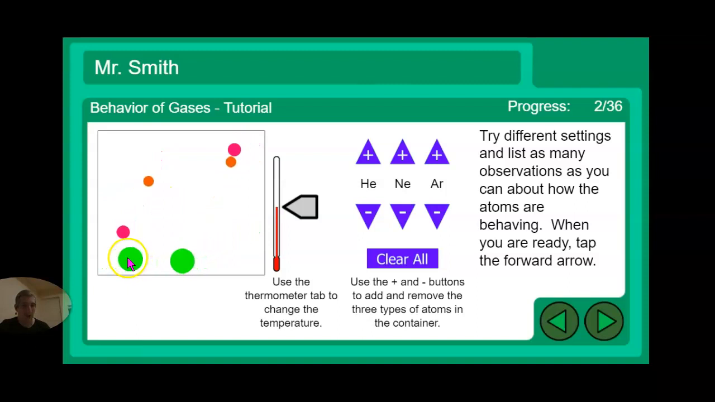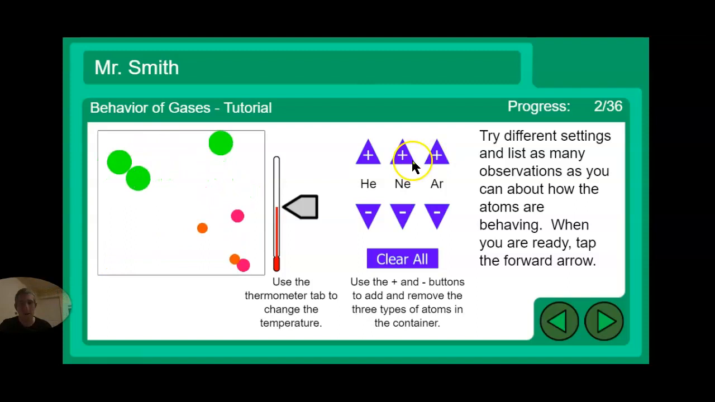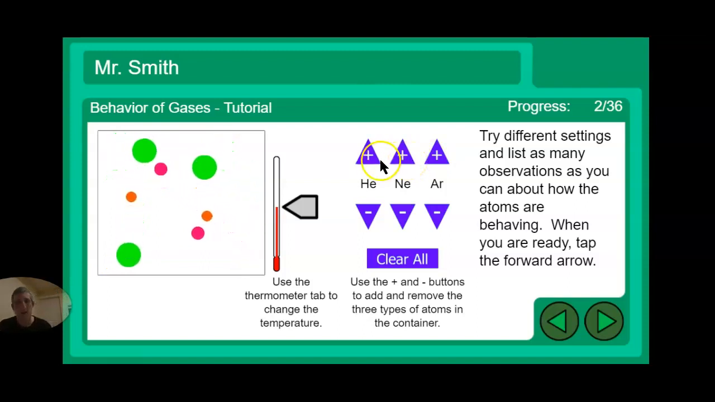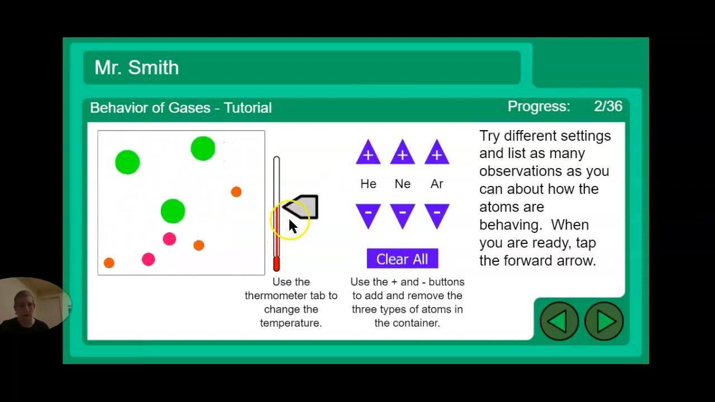The larger molecules are moving slower, and so the larger molecules, argon, just based on the periodic table. Argon has a molar mass, let me look it up, almost 40, neon almost 20, and helium 4. So here comes a small helium. They tend to move faster. What else can we do?